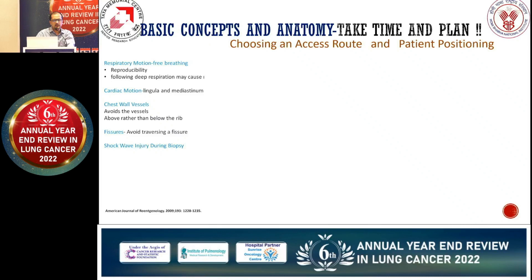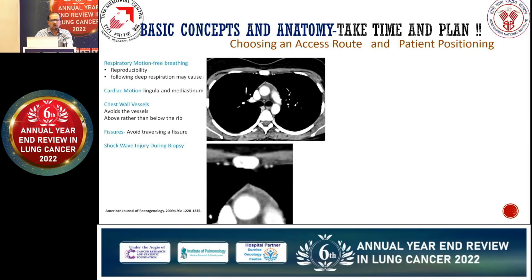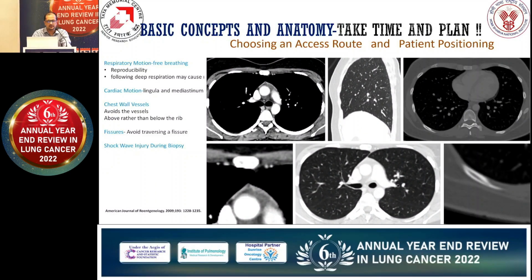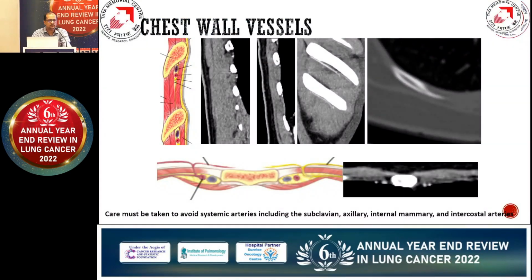Some of the basic concepts, like free breathing motion: one needs to take care about the internal mammary vessels which lie close to the sternum. We need to go as parasternal as possible or transsternal while doing a mediastinum or lung biopsy. Avoid traversing the fissures, we need not go through and through, and always go above the rib surface rather than the under surface, because intercostal vessels go below the rib surface.